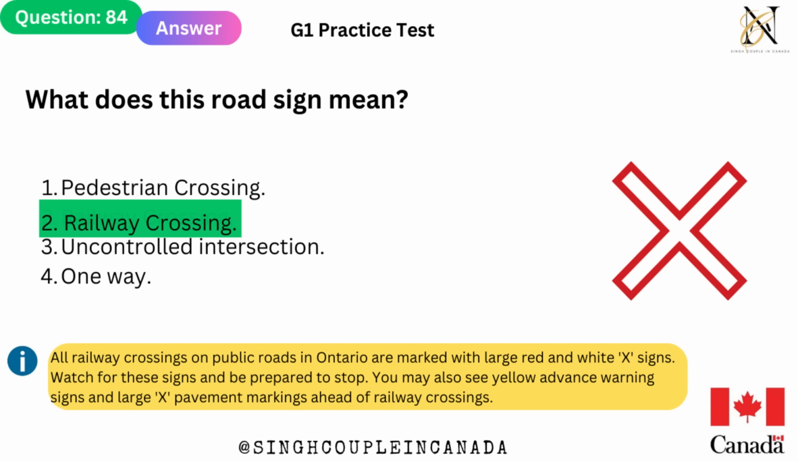All railway crossings on public roads in Ontario are marked with large red and white X signs. Watch for these signs and be prepared to stop. You may also see yellow advance warning signs and large X pavement markings ahead of railway crossings.